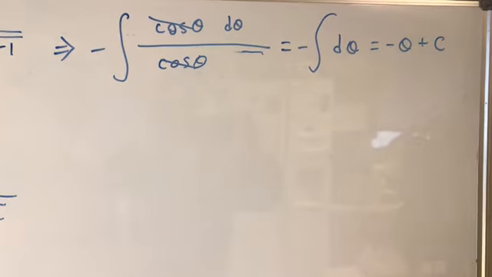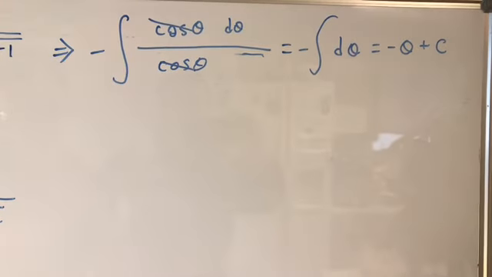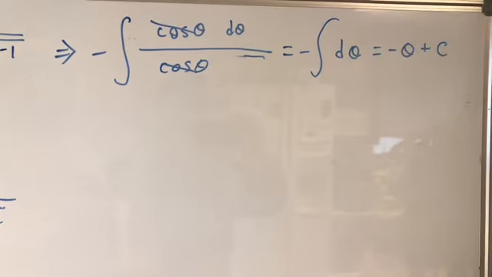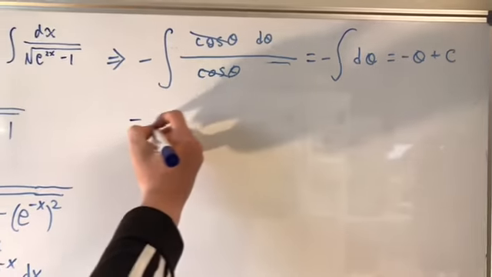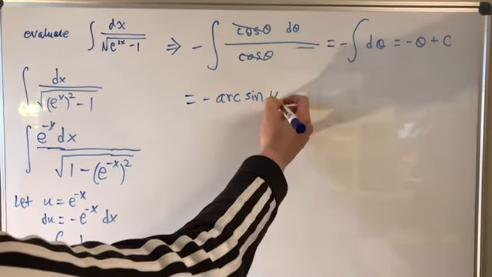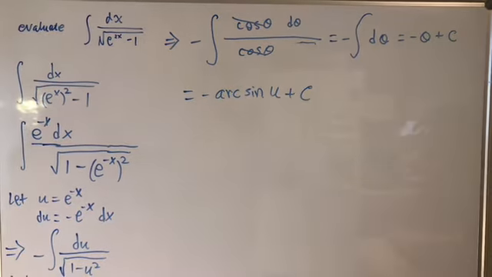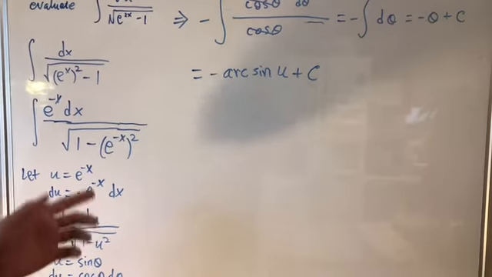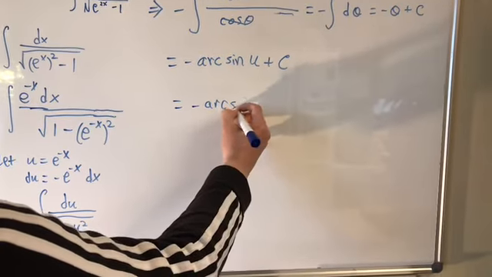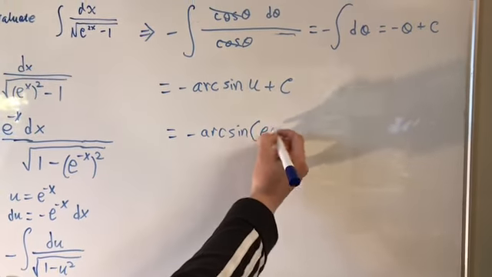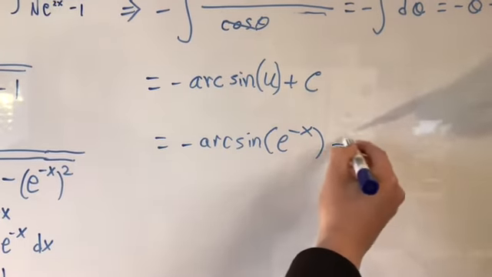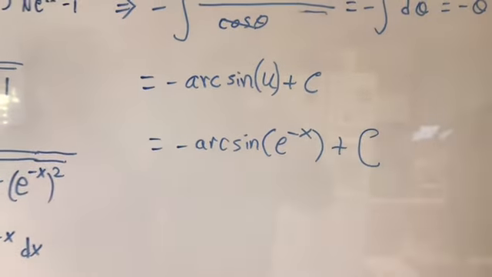Alright, now most of it's done. Let's undo the substitutions. Okay, well, theta is arcsine u, and u is e^(-x). And this is the correct answer.